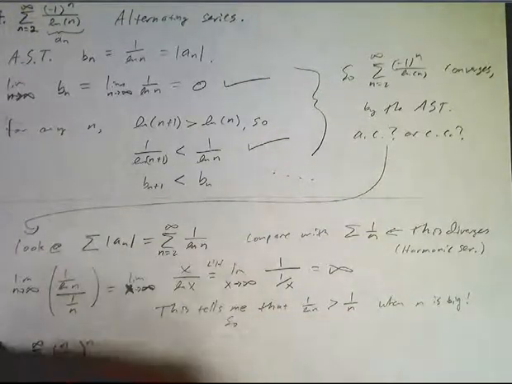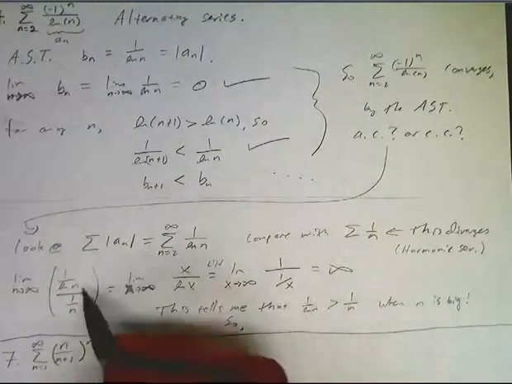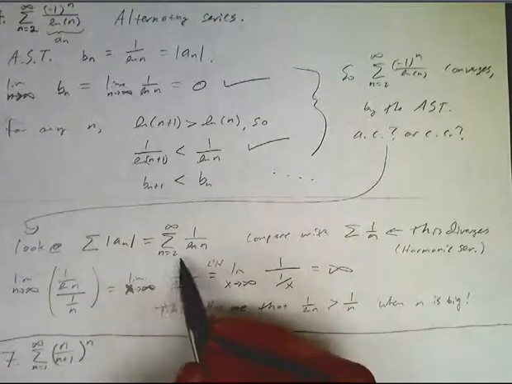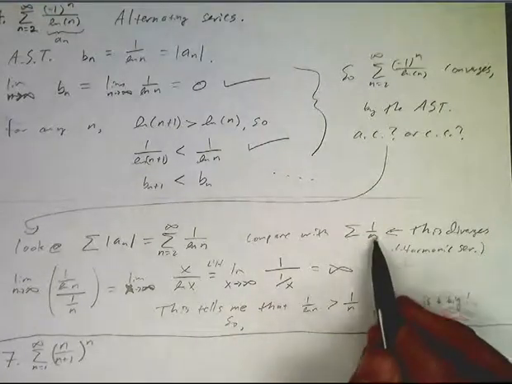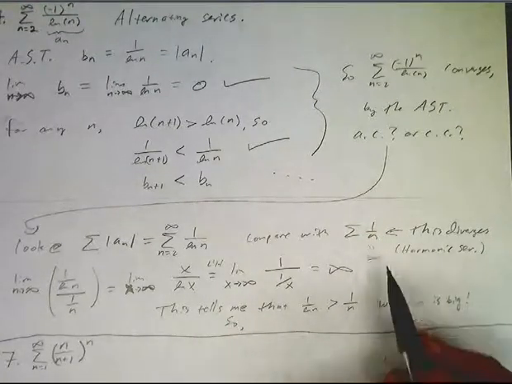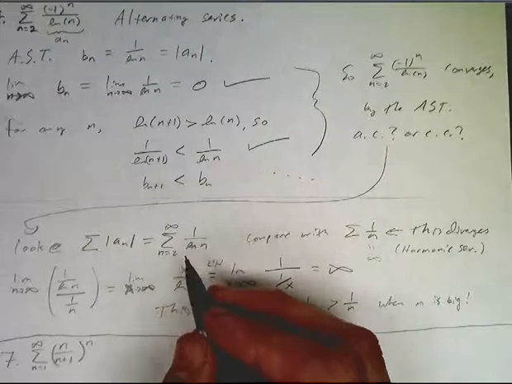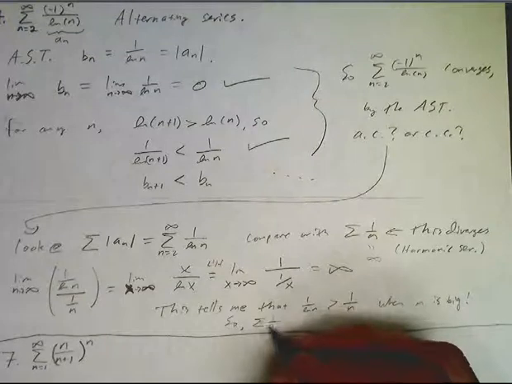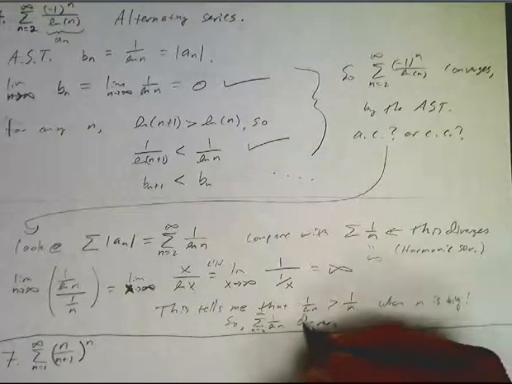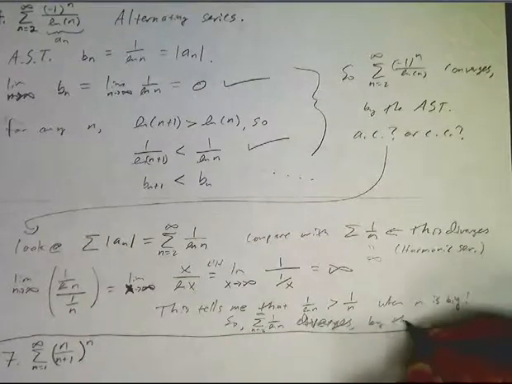So since my series that I'm looking at, this series right here, is made up of terms which are bigger than the terms of this series, and this series diverges, my series, this series, has to converge as well. Sorry, diverge. By the comparison test.